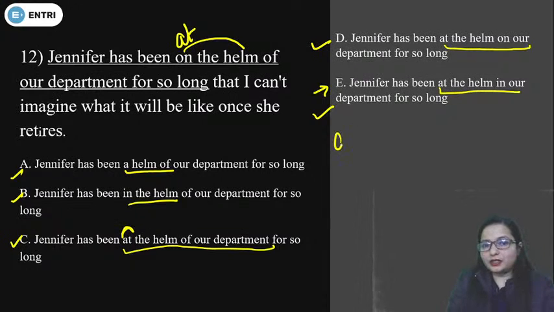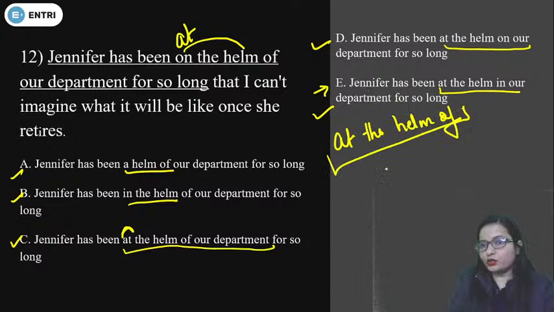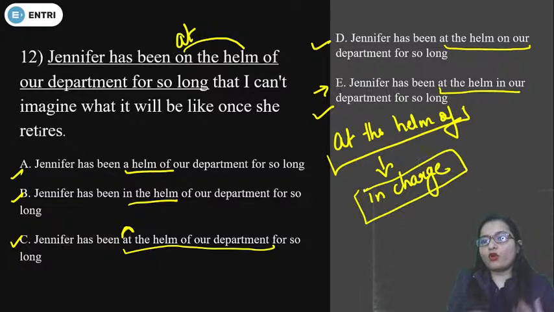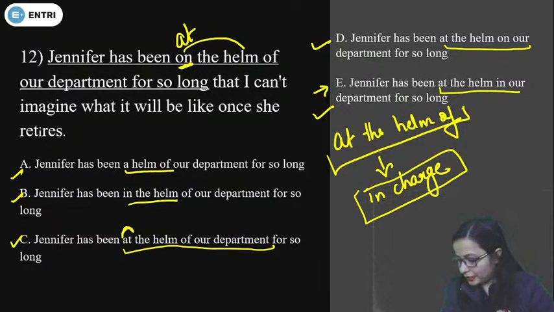Okay, actually, the helm of is used to tell that someone is in charge of something. It means at the helm of means in charge of any department, so it should be at here, at the helm of. Okay, so all other options are incorrect. Very nice, very good.